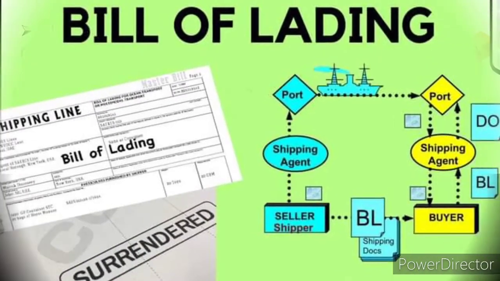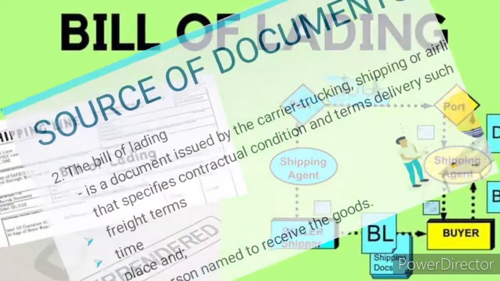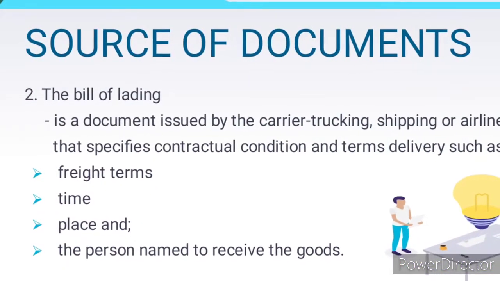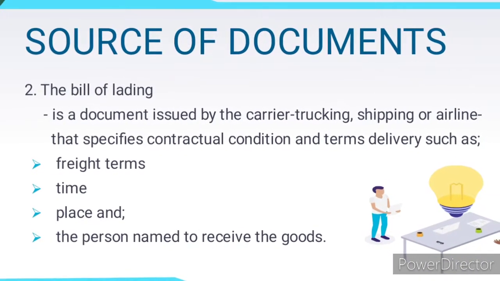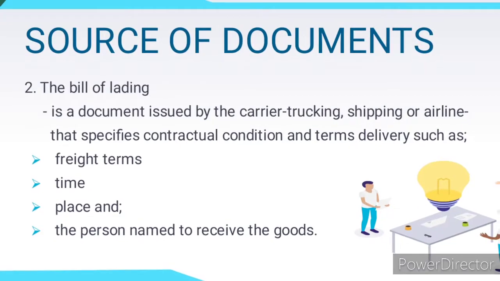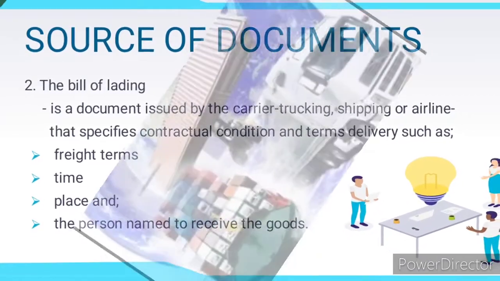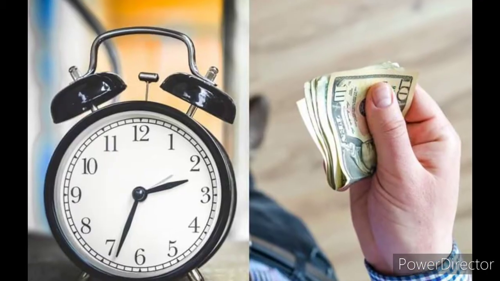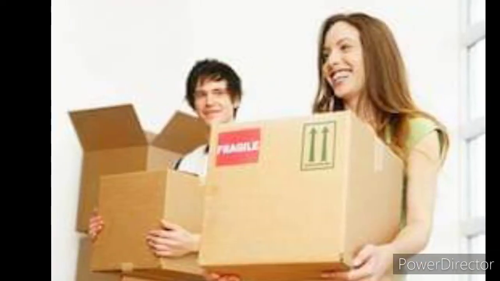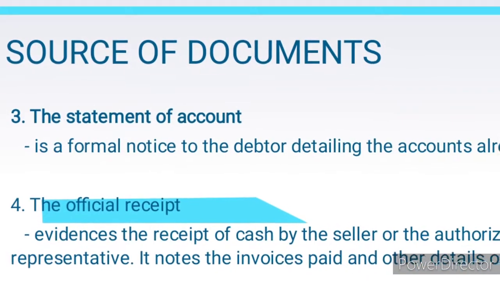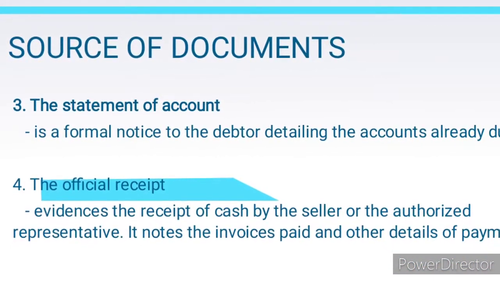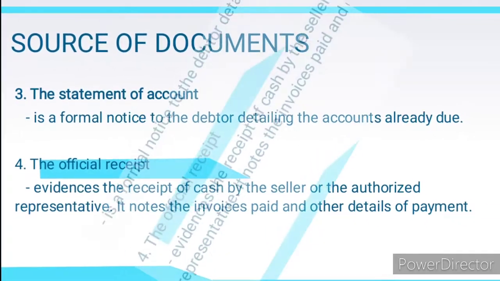Number 2, the bill of lading. It is a document issued by the carrier, trucking, shipping, or airline that specifies contractual conditions and terms of delivery such as freight terms, time, place, and the person named to receive the goods. Number 3, the statement of account. It is a formal notice to the debtor detailing the accounts already due.